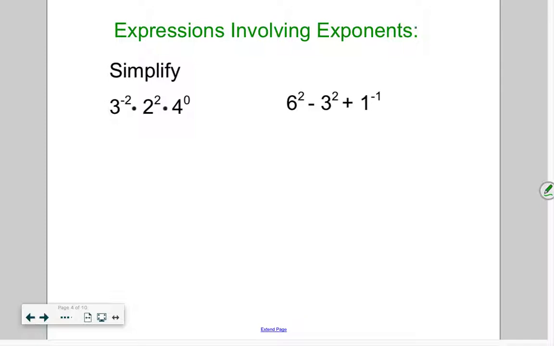So 3 to the negative 2 power, how am I going to get rid of that negative exponent? Put it to the basement. So I'm going to make it 1 over 3 squared times 2 to the second times 4 to the 0. The first thing I'm going to do is make sure I have positive exponents across the board. I'll wait for some of you to write that.